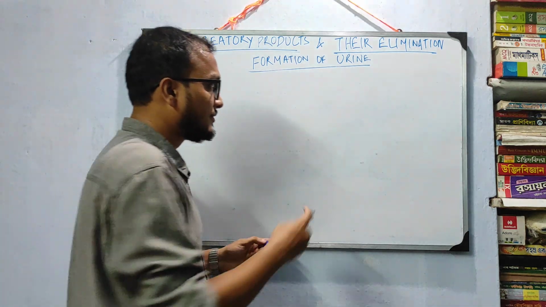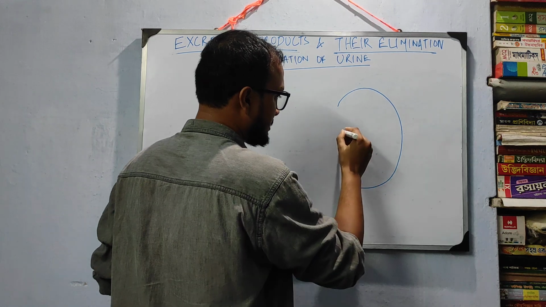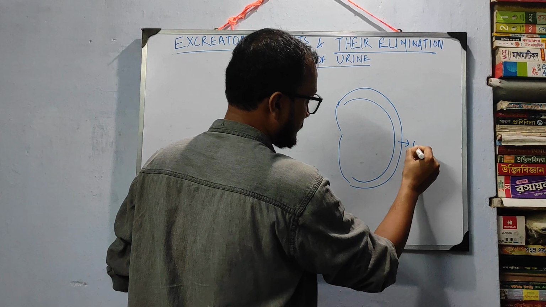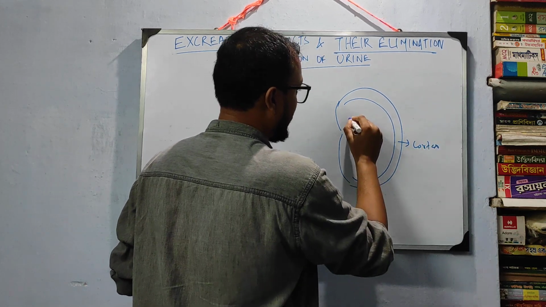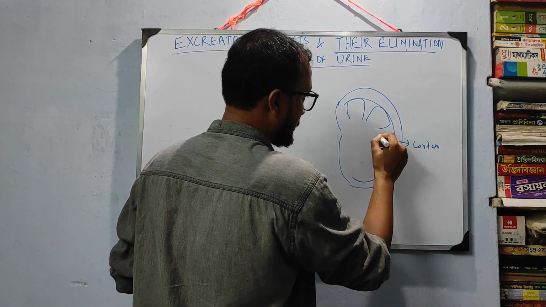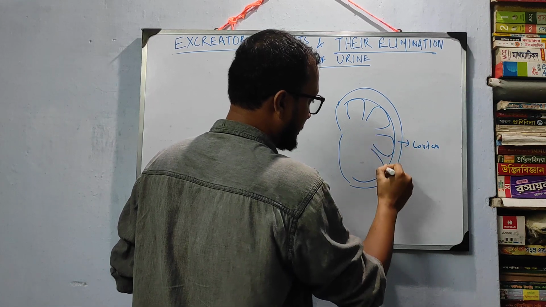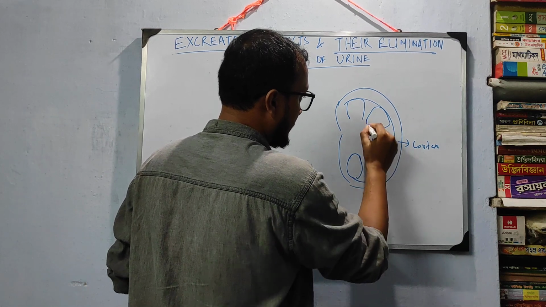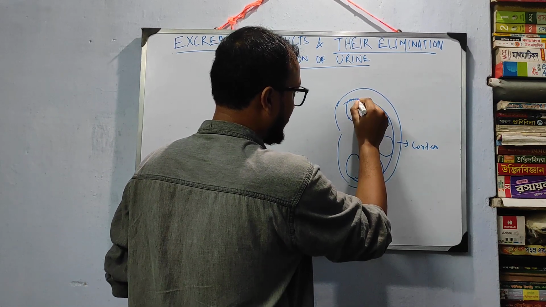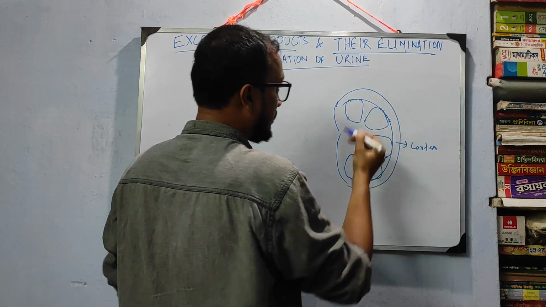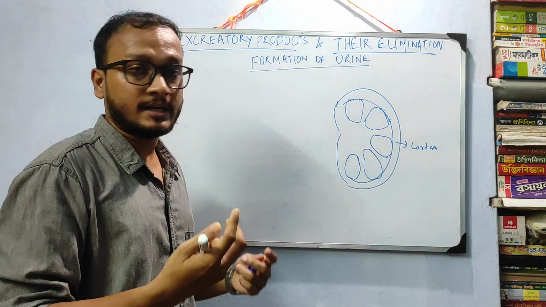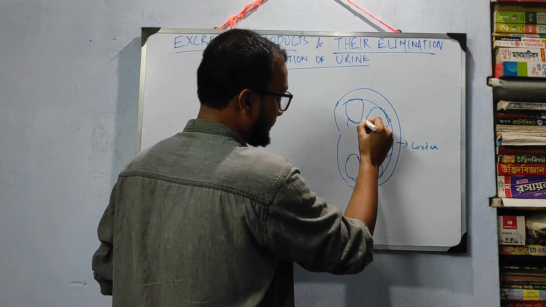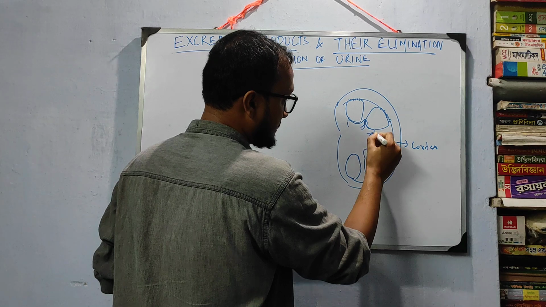In the structure of the kidney, it has two regions. The outer region is known as the cortex, and the inner region is known as the medulla. In the medulla there are renal pyramids. In between the cortex and medulla there will be nephrons, and the nephron filters the blood and collects all the waste product.